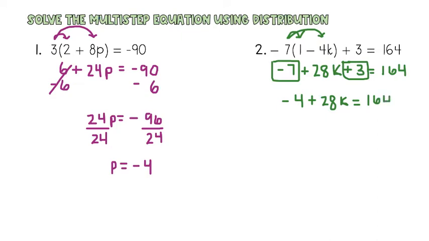Now I can begin to isolate my variable and use inverse operations. So to make my negative 4 go away, I'm going to use the opposite, which is to add 4 on both sides of my equal sign. A negative 4 and a positive 4 make 0, so this cancels out. And I can bring down my 28k is equal to 168.